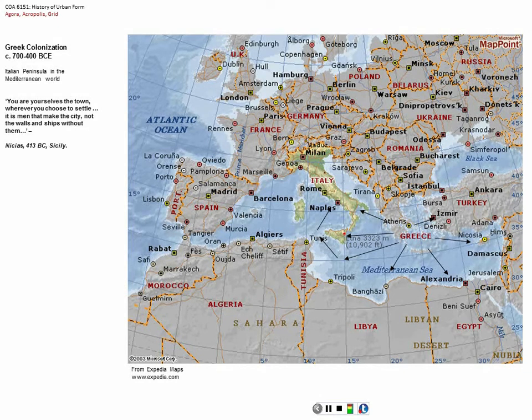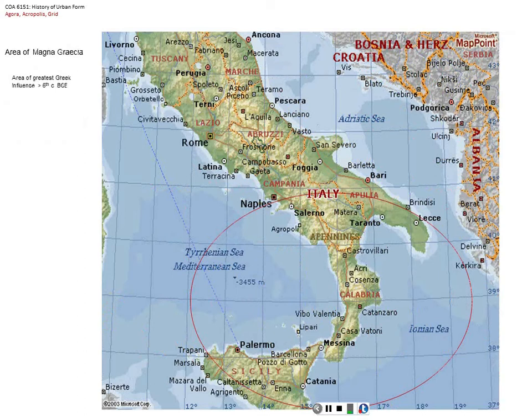And then, of more interest to us in the context of this course, cities like Corinth and others sent colonies to Italy, to the Italian peninsula, including Naples, which was Neapolis, as well as Metapontum and other cities along the southern coast. And we can actually still see embedded in some of the names of present towns in Italy, such as Agropoli here, that this was a city of Greek founding.